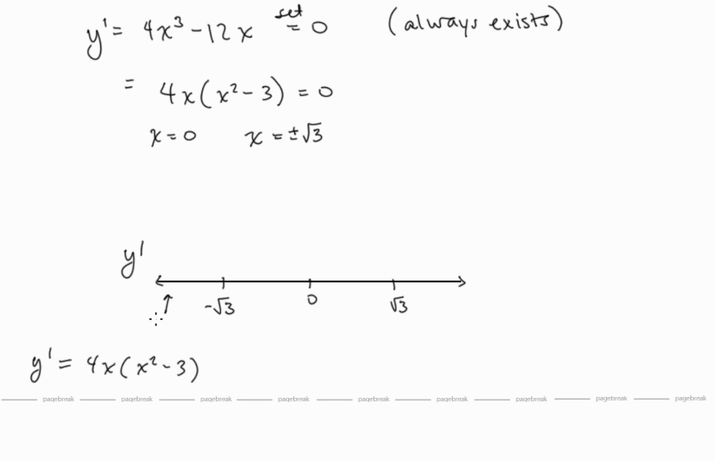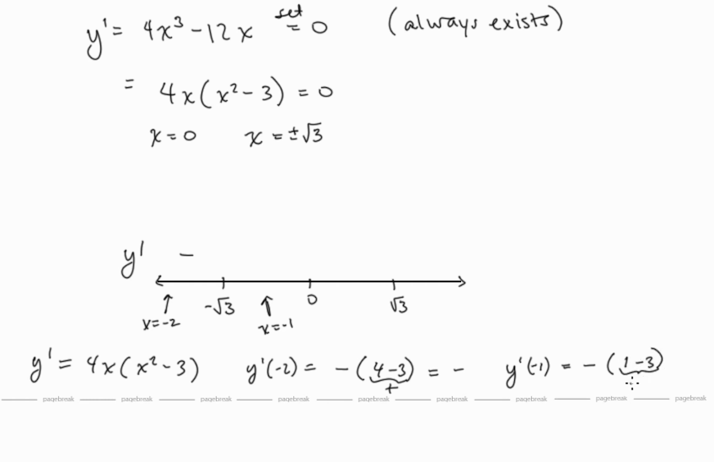Here we could use x equals negative 2. y prime of negative 2 would have a negative 8, and then we'd have negative 2 squared, which is 4, minus 3, so that would be a positive, and this would be a negative product. So we have a negative sign here. Here we could use x equals negative 1. y prime of negative 1 is going to be negative 4 multiplied by negative 1 squared, which is 1, minus 3. So this factor is negative, and then we have a positive product.